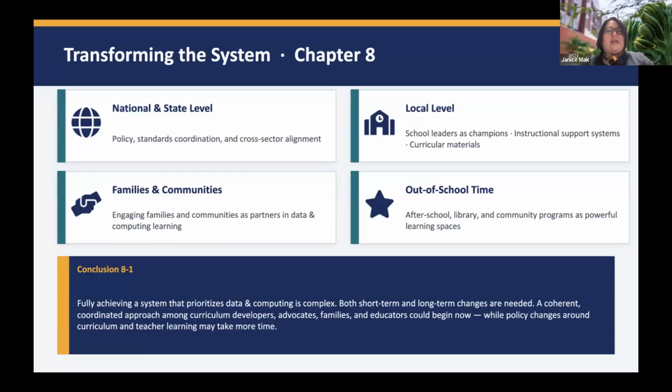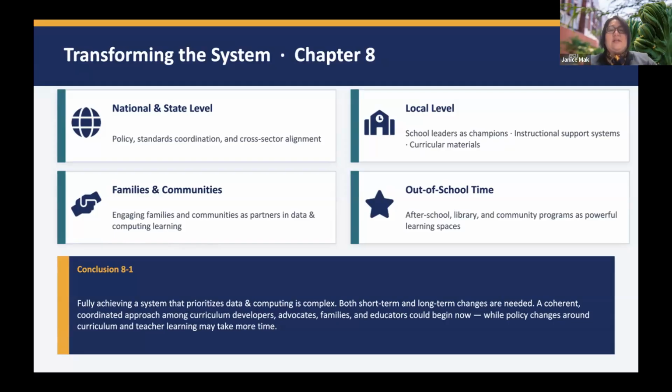So then we come to chapter 8, which really talks about transforming the system. This is really going to require a system shift. We need to be thinking about national and state level. To Lauren's point, what does it look like in terms of coordinating standards, revisions? What does it look like in terms of policy? What does it look like in teacher certification, aligning across the sectors?